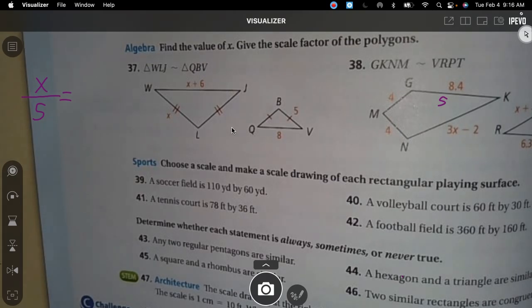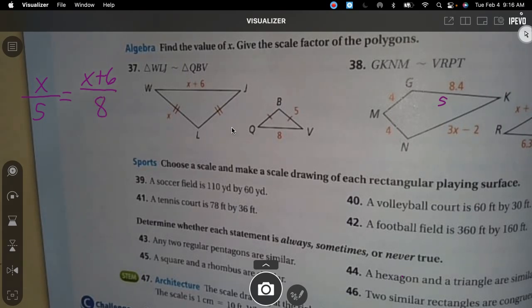So what does that mean? X plus 6 goes with what? What's the other side? 8. Then what do we do? Cross multiply. Be very careful here. We get 8x over here. And over here, what does 5 go with? X plus 6. Both of those things. 5 goes with x, and what's 5 times 6? 30.